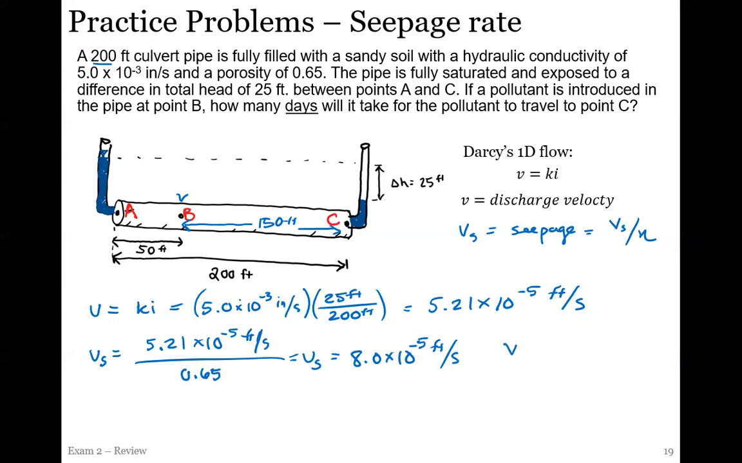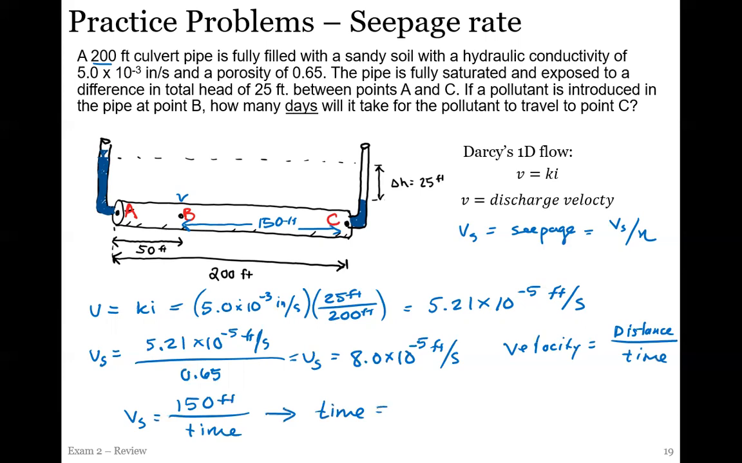So the velocity is equal to distance divided by time. That means seepage velocity is equal to the distance, which is 150 feet, divided by the time. So we would solve for time. And the time it would take to travel that would be equal to about 21.7 days.